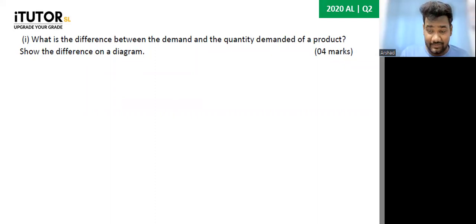Okay, done with the break. Let's start with the 2020 A-level paper question.